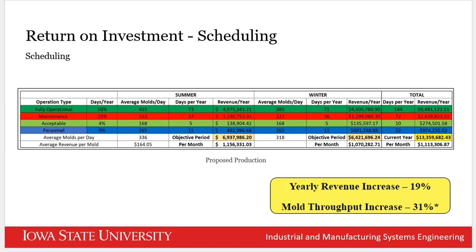And lastly, the return on investment for the scheduling shows a reduced amount of maintenance days per year at now 29%, as well as scratching out all scheduling issues and turning all of them into fully operational days, yielding the 415 molds in the summer and 385 molds in the winter, resulting in a 19% increase in yearly revenue, as well as a 31% increase in mold throughput, with an asterisk because that is looking at fully operational days only.